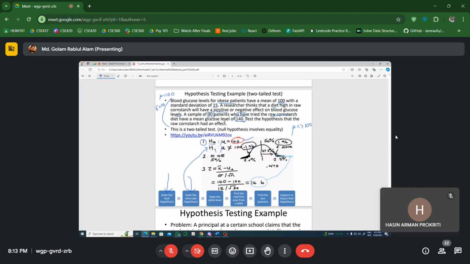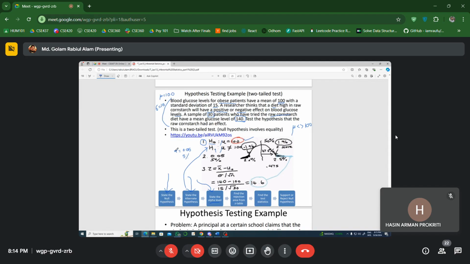Now we have to test it. For testing, we have to select the alpha level. The alpha level is our significance level. Here we assume that alpha is 0.05. So this is our threshold, 0.05, that means 5%. Alpha is 5%.